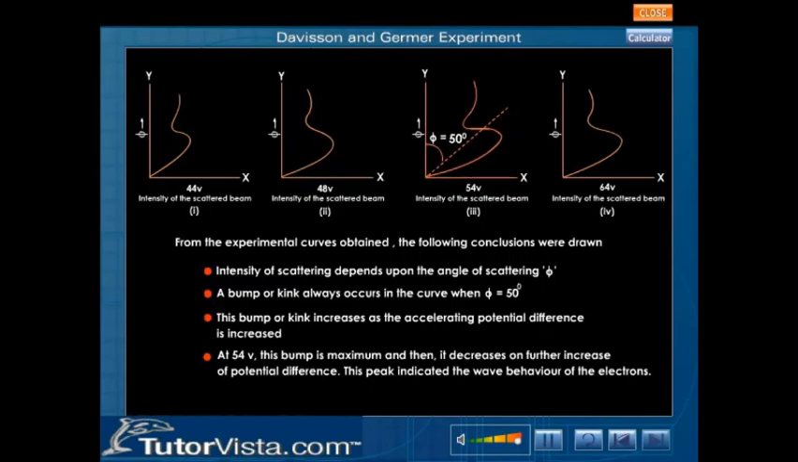This peak indicated the wave behavior of the electrons. Thus, the Davisson-Germer experiment verifies de Broglie's hypothesis of the wave nature of matter particles.